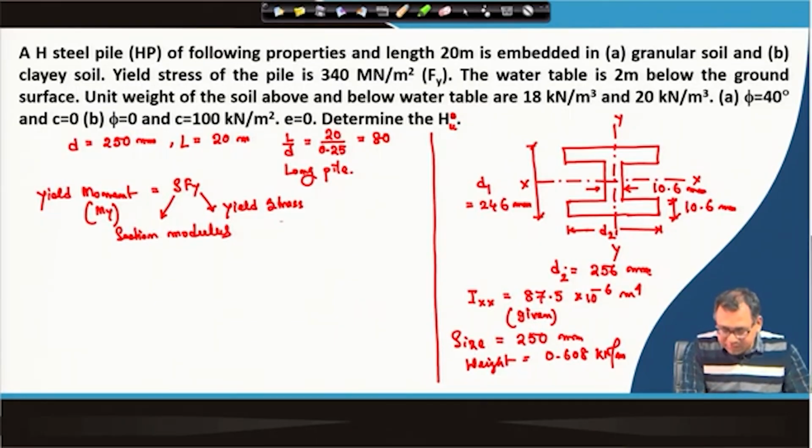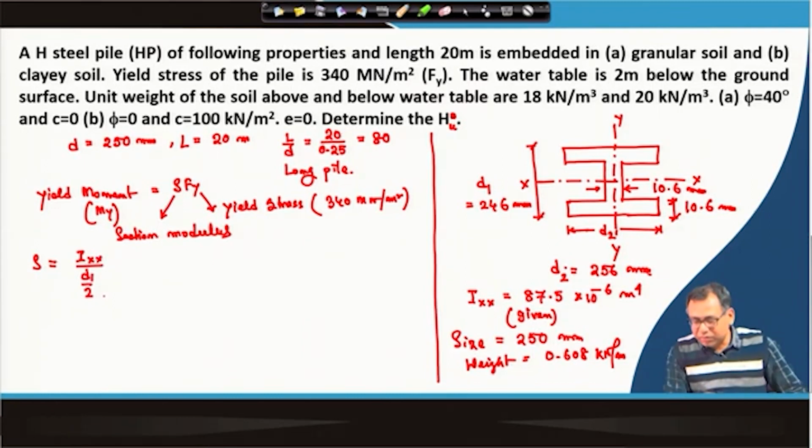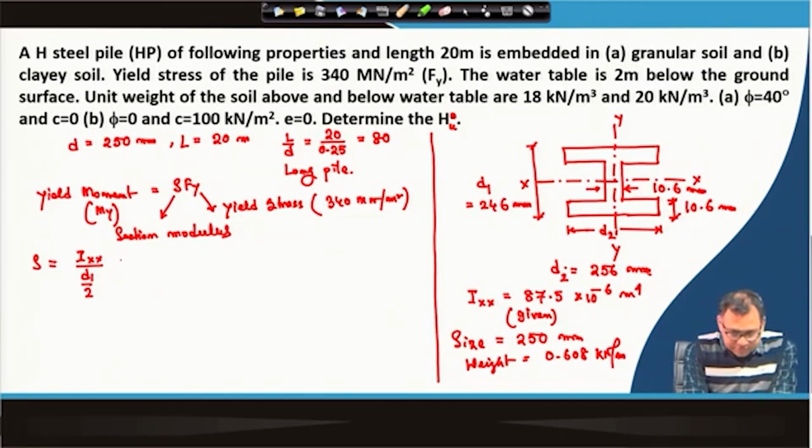So, for the section modulus, how can we get that? Yield stress is given, that is 340 mega Newton per meter square. So, section modulus S is equal to I x x divided by d 2 by 2, that means a half. So, for this particular section, the section modulus I x x is given as 87.5 into 10 to the power minus 6, and this is d by 2. So, this will be 2 and d 1 is 0.246. Okay. So, this is the section modulus.